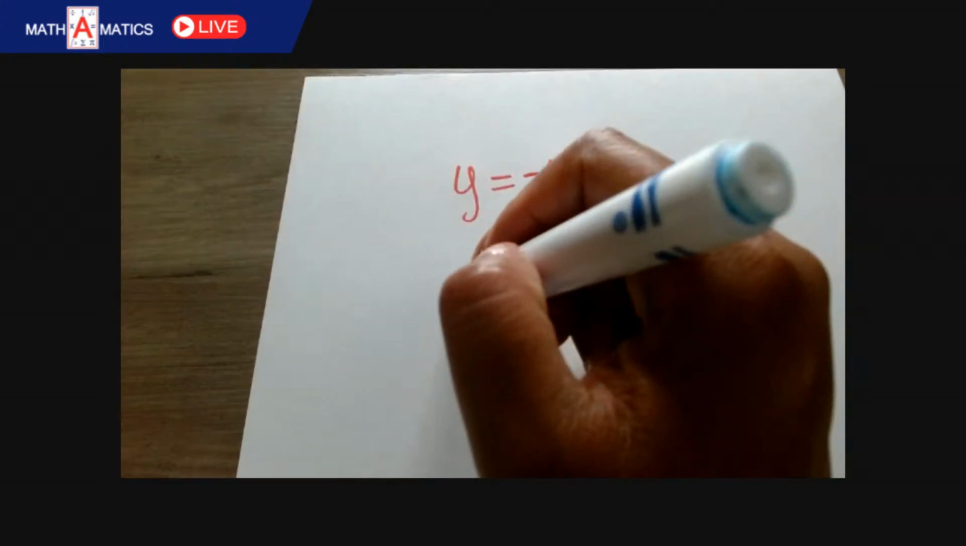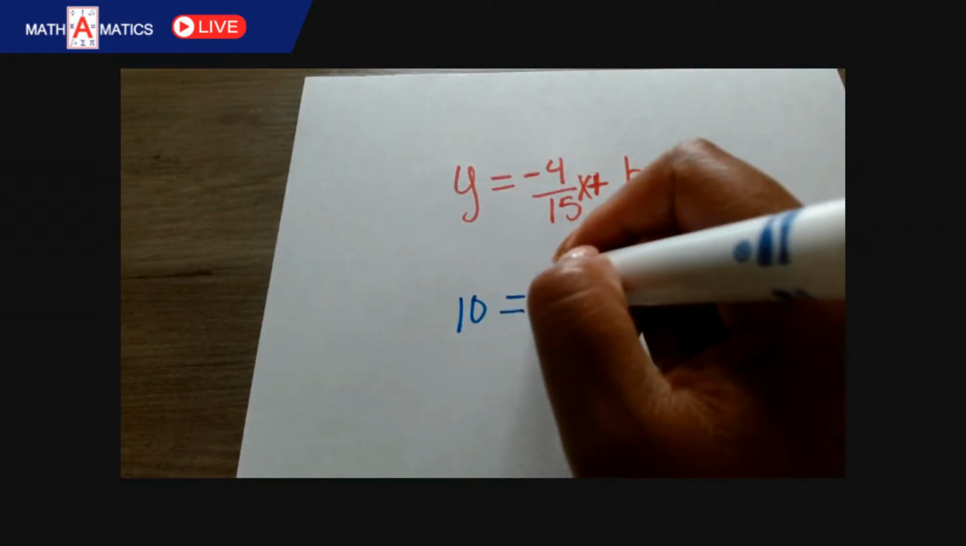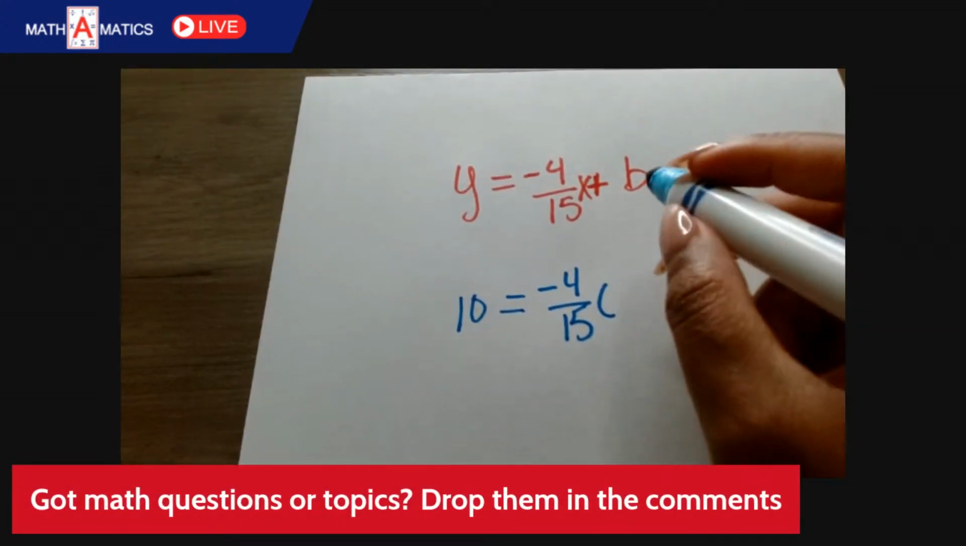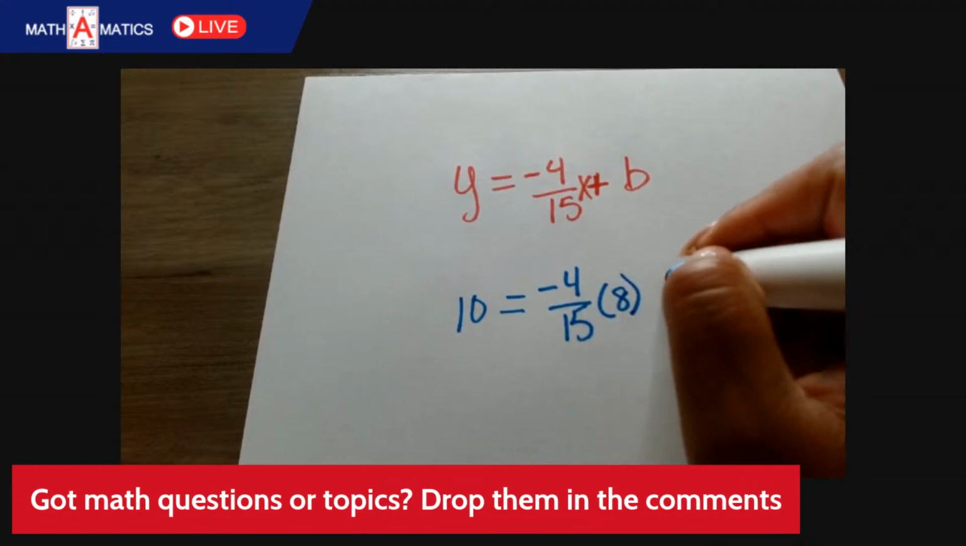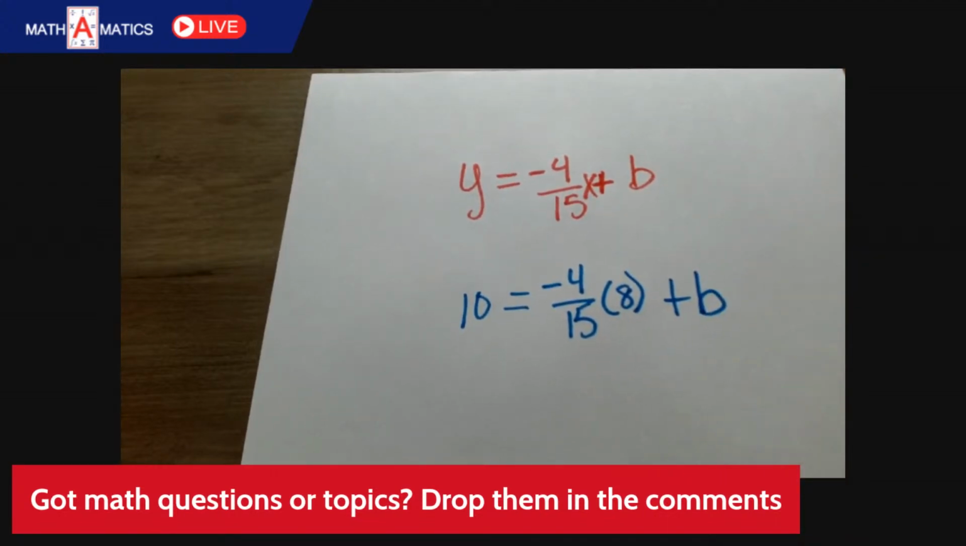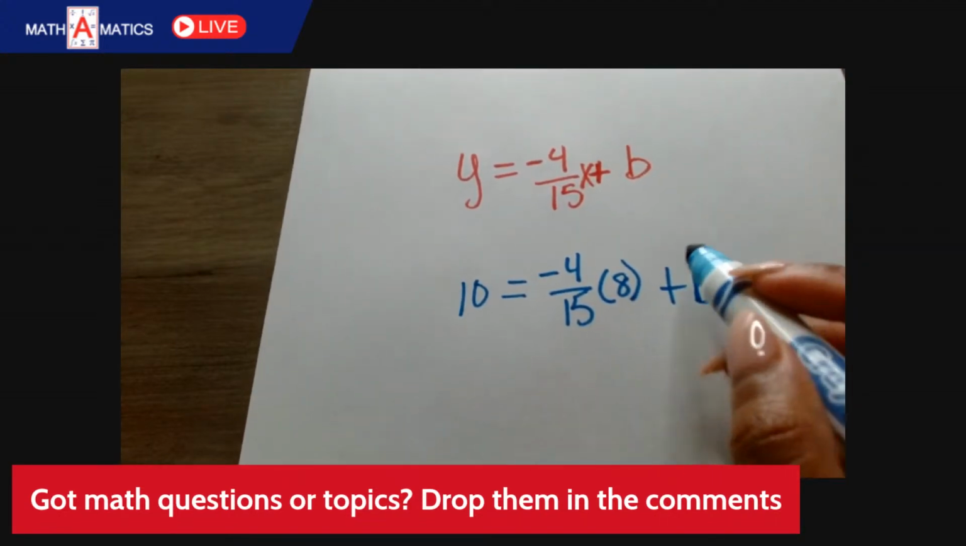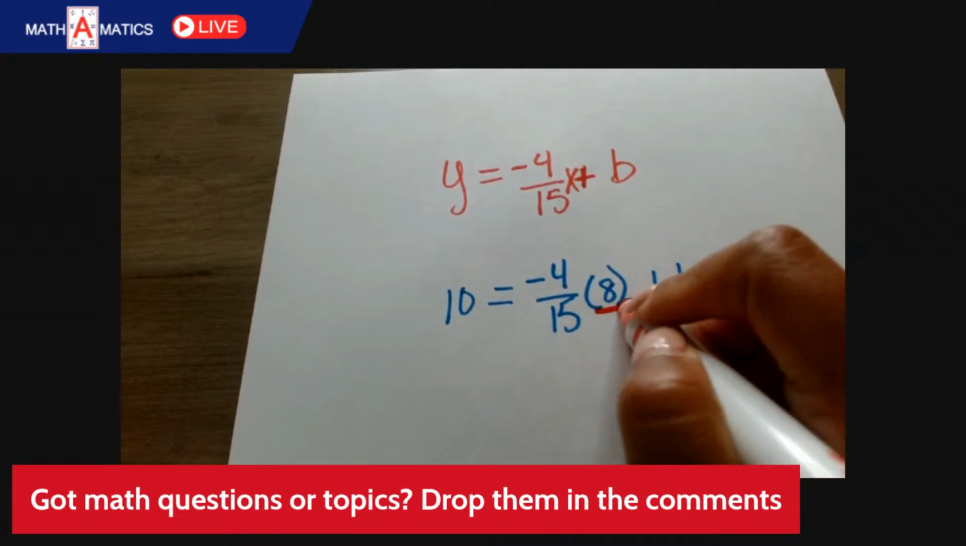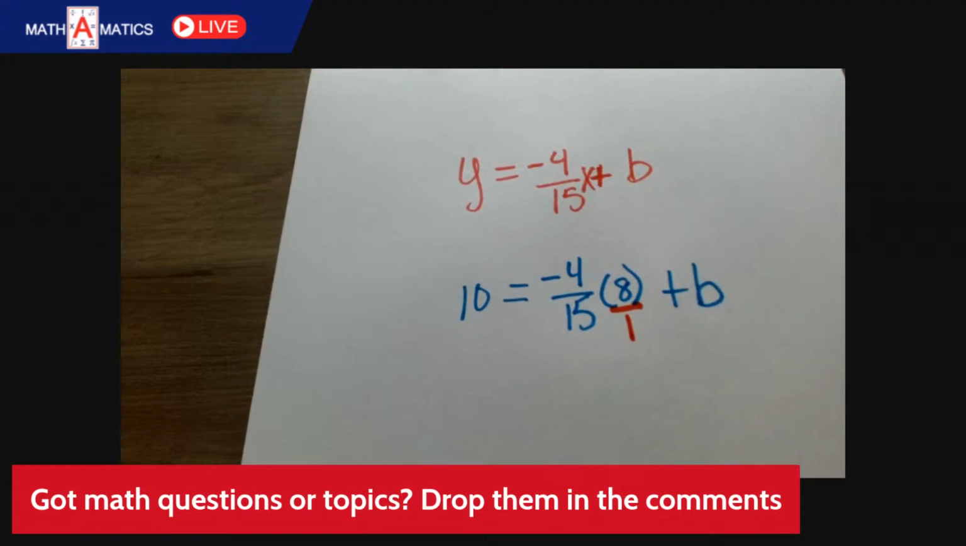So for y was 10 is equal to -4 over 15 times 8 plus b. And you see, we can solve that because we only have one variable missing. And when we have one variable, we can solve an equation. And like I said before, we know this is multiplying. Under every whole number, there is an imaginary 1.